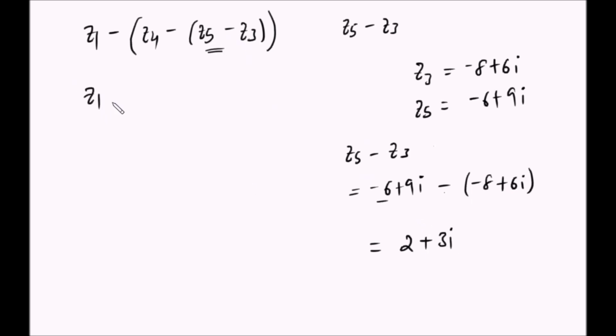So we have z1 minus open bracket z4 minus, so here we have 2 plus 3i.